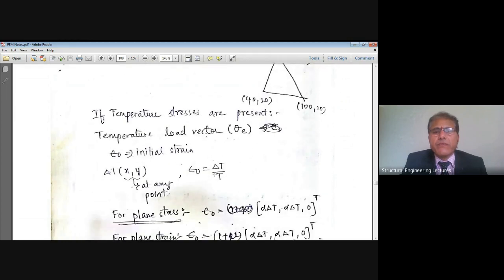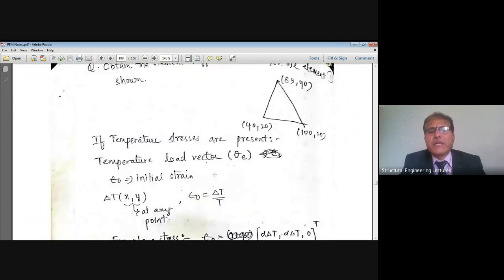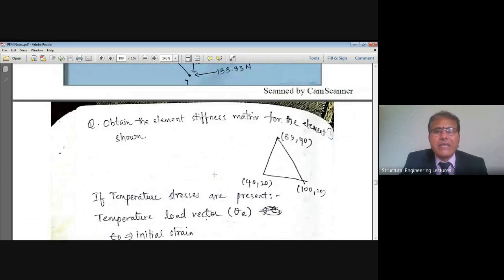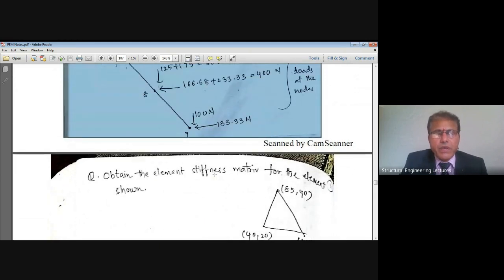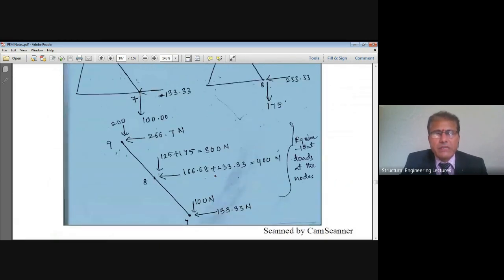Fine, students. In the next class, we shall further see the other discussions on these 2D 3 node elements, right?